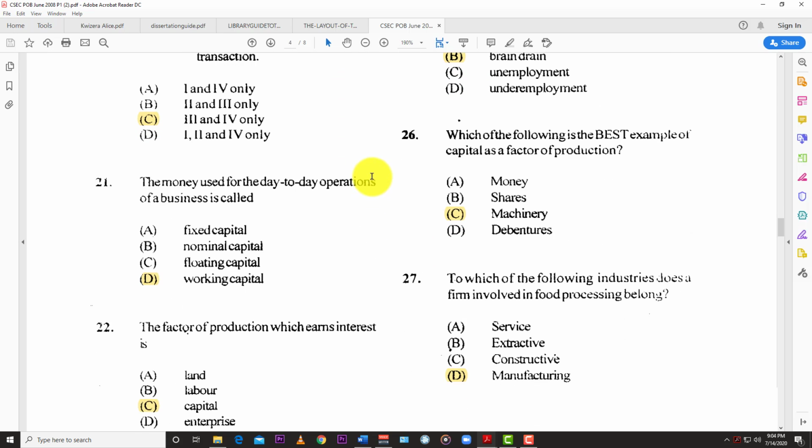26. Which of the following is best example of capital as a factor of production? And of course, the best answer here is machinery. Some people might say money, because money is an example of capital, but money is used to purchase the same machinery that I use in production. So the best answer is the machinery. They are the ones that actually grind and get production done. The money facilitates the purchasing of the machinery.